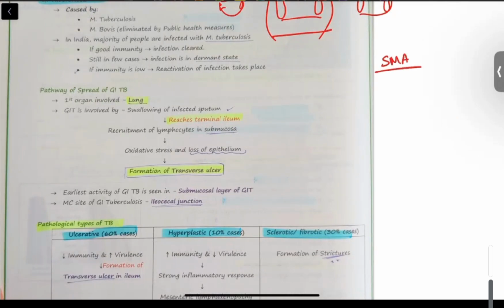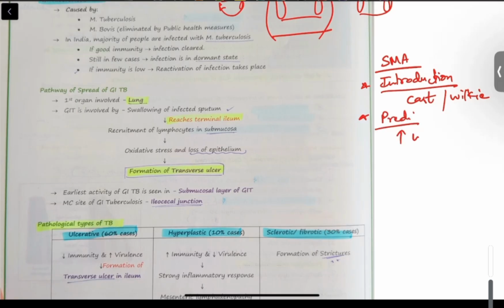So we discussed the introduction. It is also called Wilkie's syndrome or cast syndrome because of body cast, or it can be named after the person who discovered it, that is Wilkie. After that we came to know about predisposing factors, that is rapid weight loss or rapid height gain.